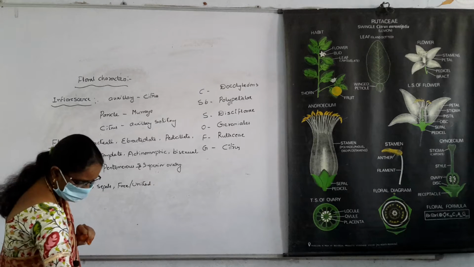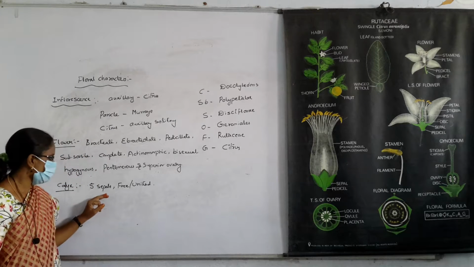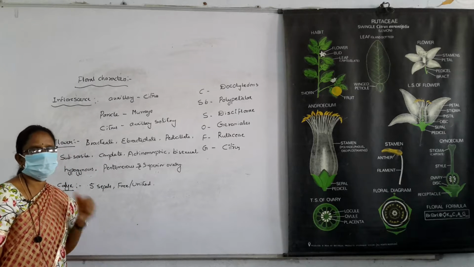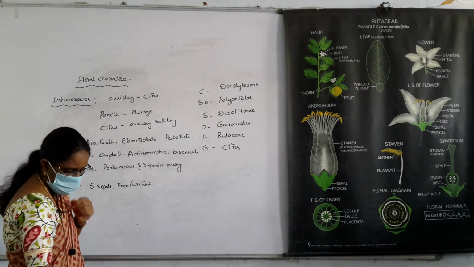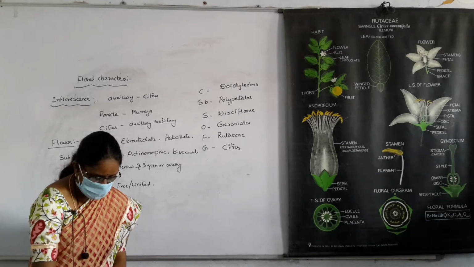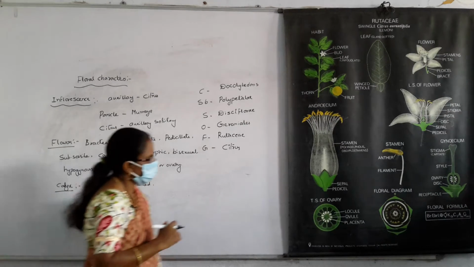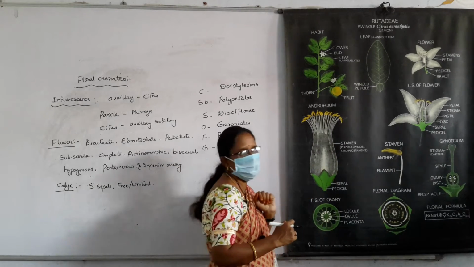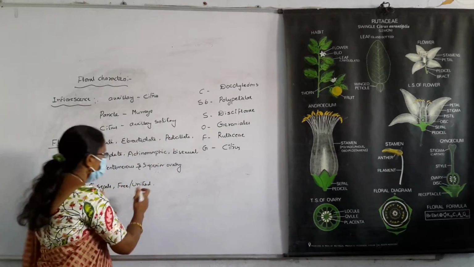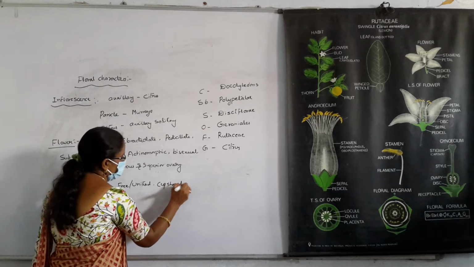Free sepals or united sepals. Normally the sepals are united at the base of the calyx, and they are imbricate and small. In citrus plants, the calyx forms a cup-shaped structure.